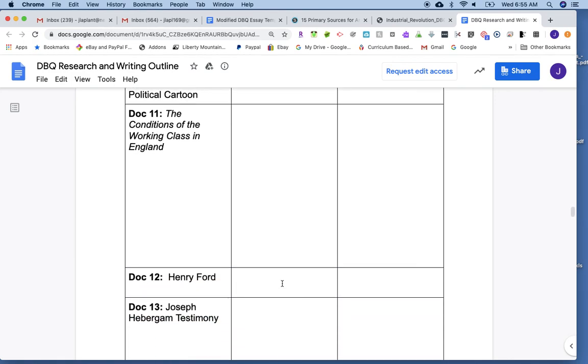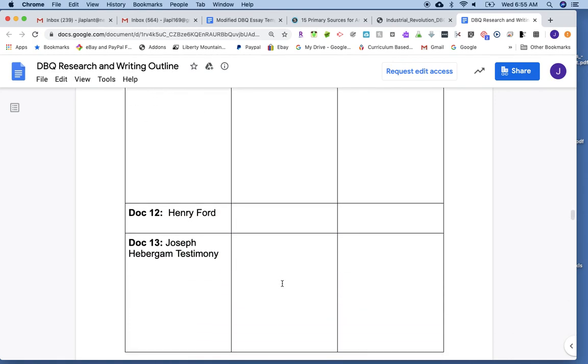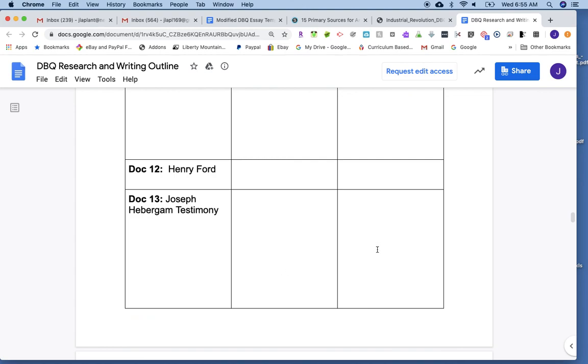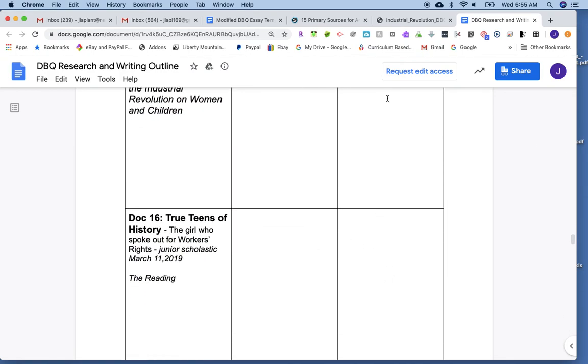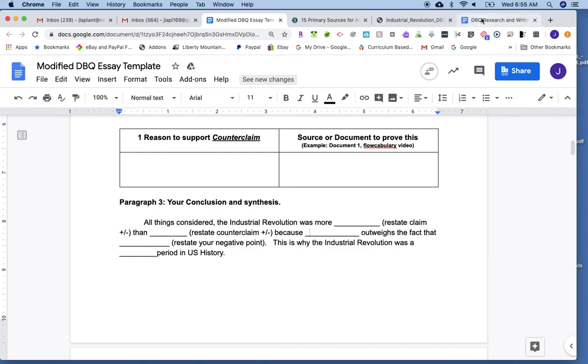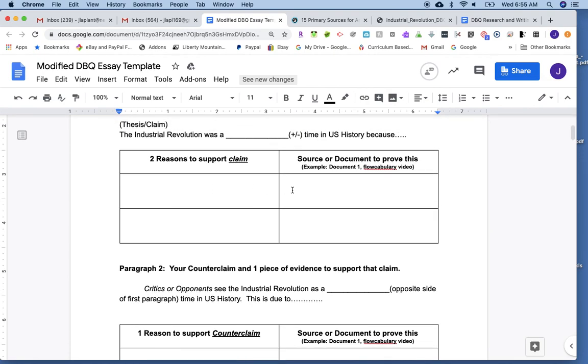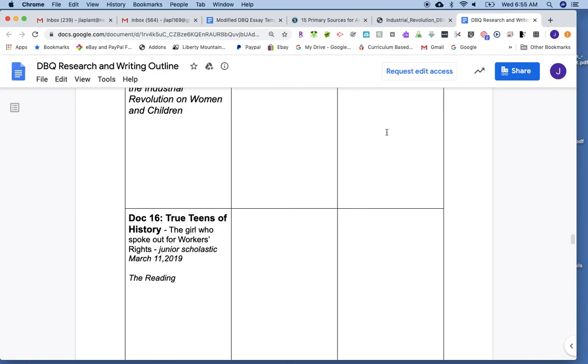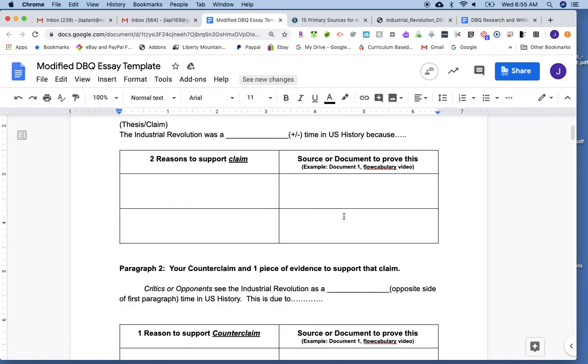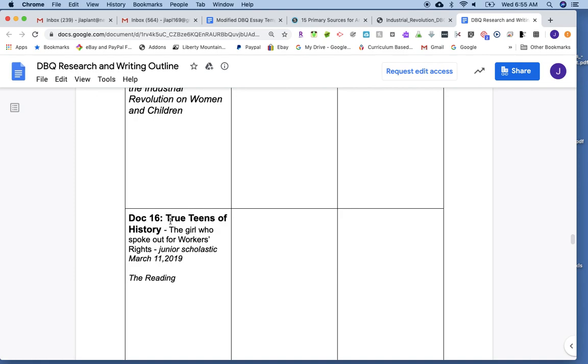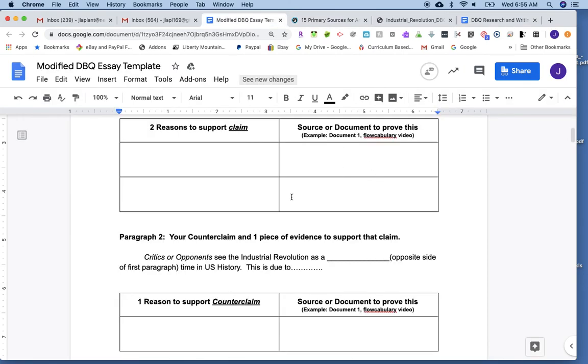And what we're doing is we're compiling textual evidence of pros and cons. What are some positives in the Industrial Revolution? What are negatives? And what you're going to do is you're going to use these for here. So once you have this filled out, it's just going to be copied and pasted into here. So what are some positive things that happened? Say you said the Industrial Revolution was a positive. So what are 2 reasons why it was a positive? And you can just copy and paste from here. And then the second box over here, what was the source? And you could just say document, say we got it from here. Document 16, True Teens of History. Copy and paste that into here, and you're finished with it.